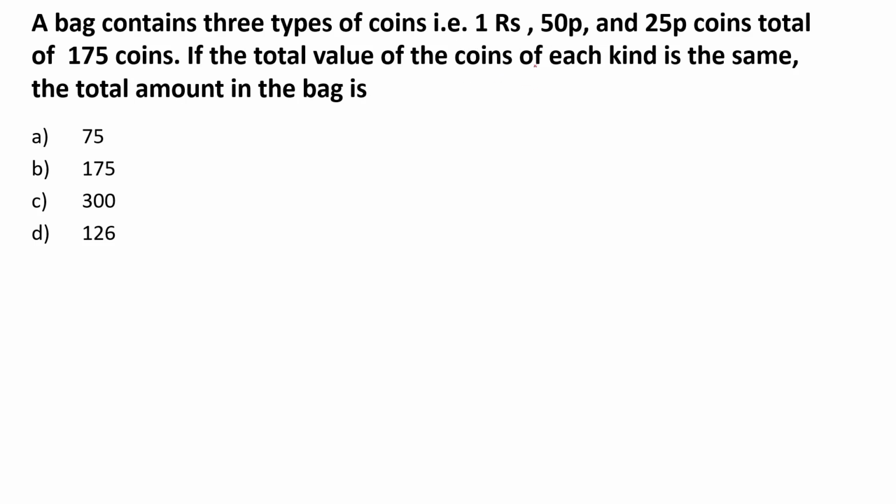Let us assume there is 1 rupee of each kind of denomination. Then to get 1 rupee, we need only one coin. Let each kind be 1 rupee.